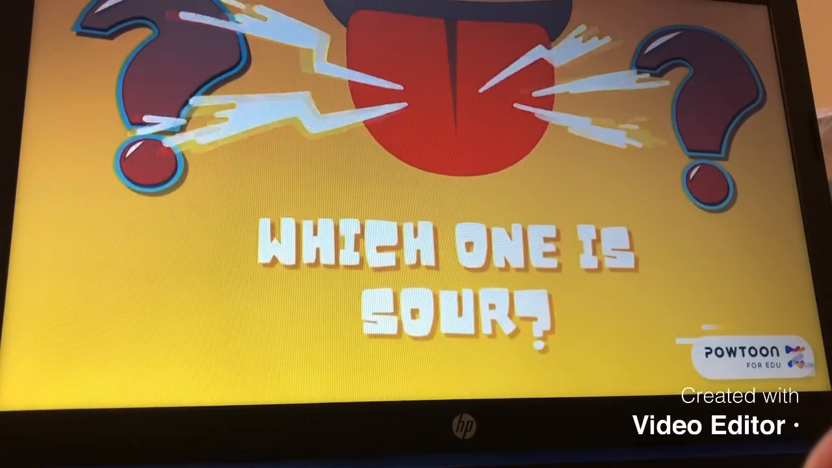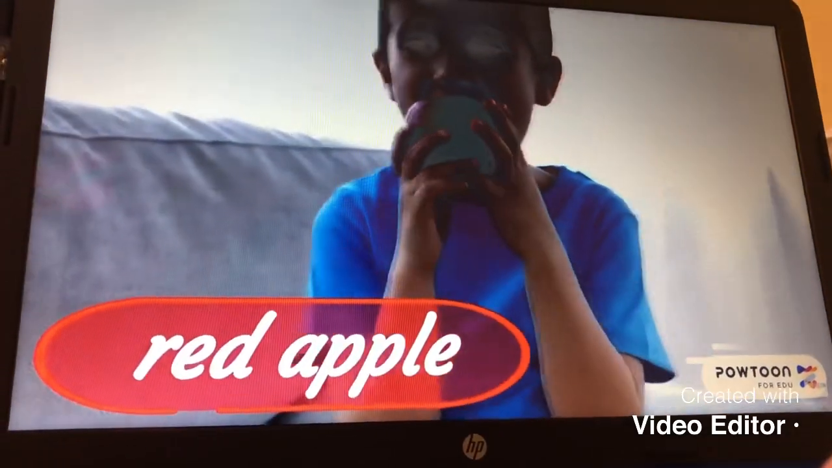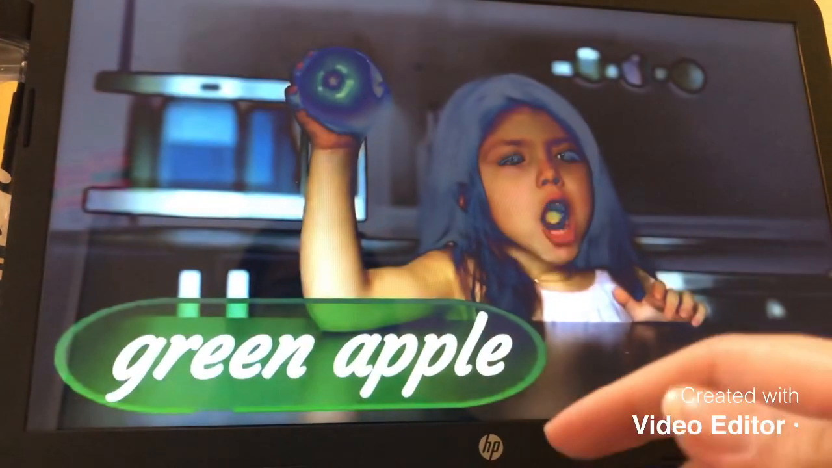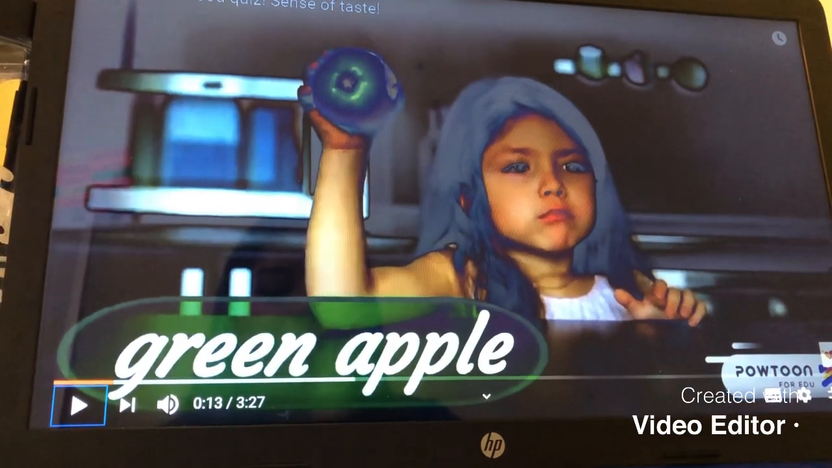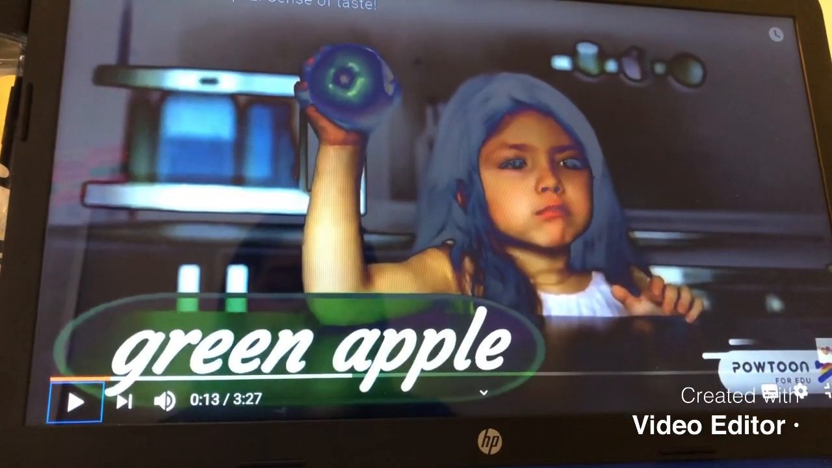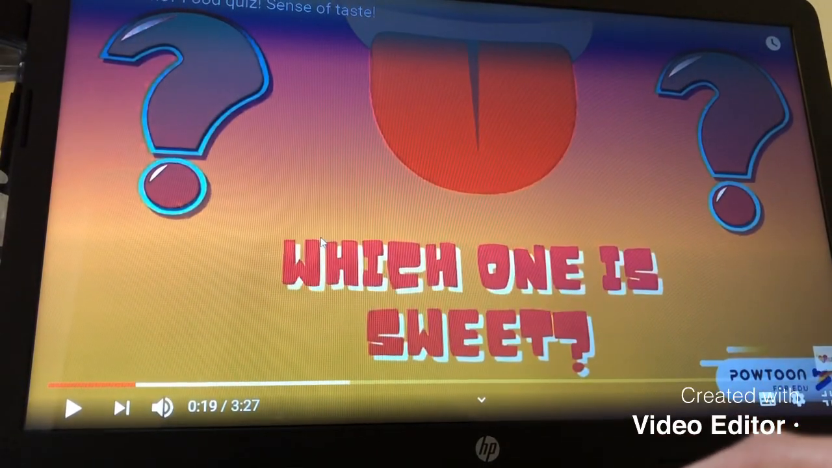Which one is sour? Is it the delicious red apple? Ooh, very tasty. Or is it the green apple? Green apple or red apple? What is it? Let's go with the number 2. This is number 2, okay?